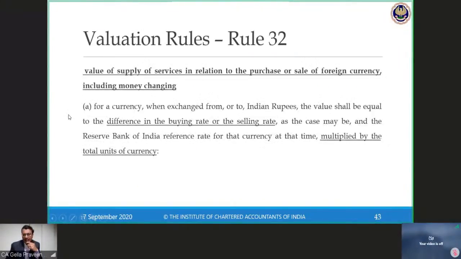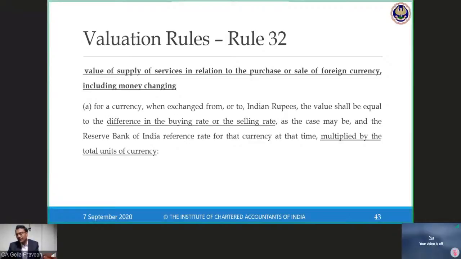Value of supply in relation to foreign currency. I'll explain the provision instead of reading. This is just a mathematical equation. I'll explain the background: how does this particular provision, how does this particular valuation work? That also I'll explain.